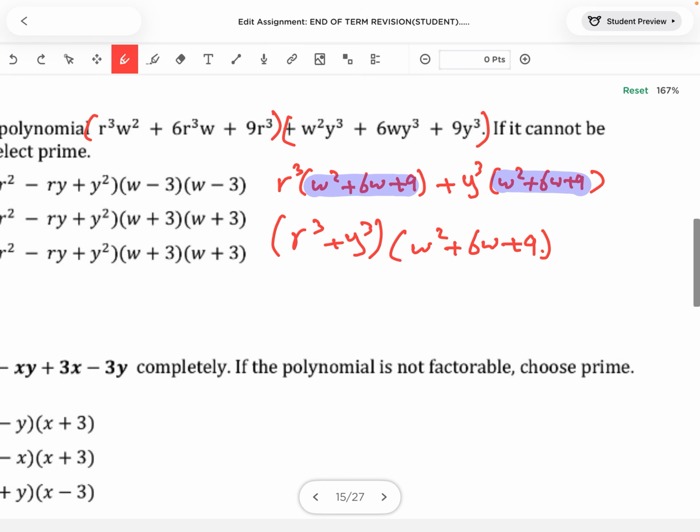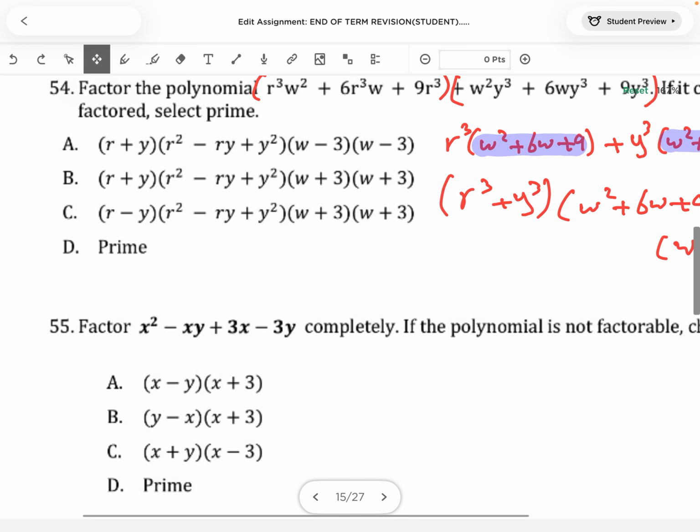The right side here is factored using mod 5.3. You will get w equal negative 3, one solution. That means w plus 3 squared. Then I have only one solution, so I have to double it. Now we will be talking about this one, or we talked about it before. R cube plus y cube.